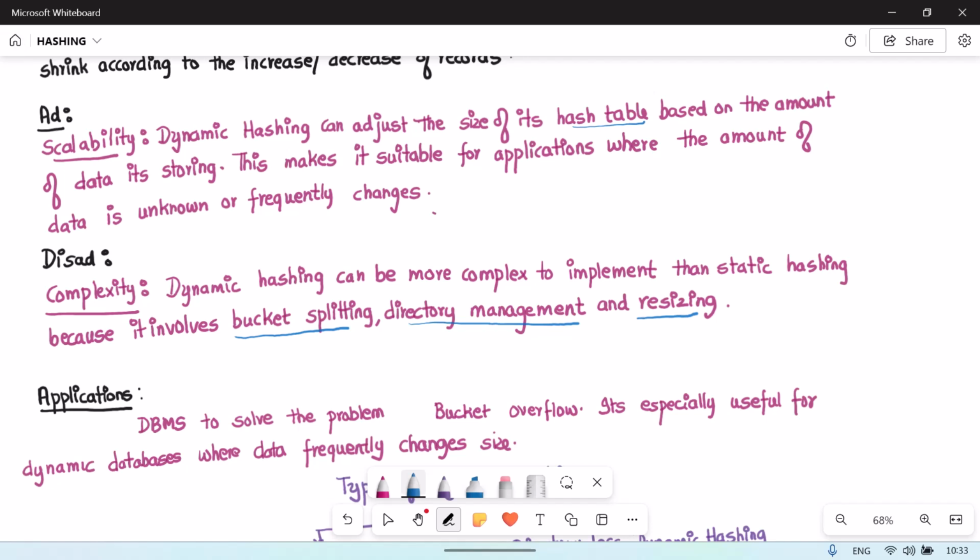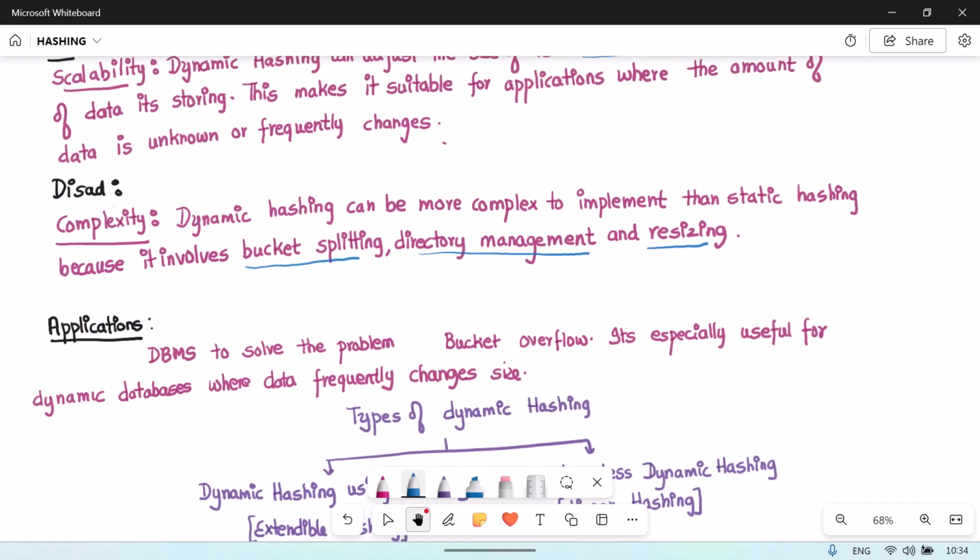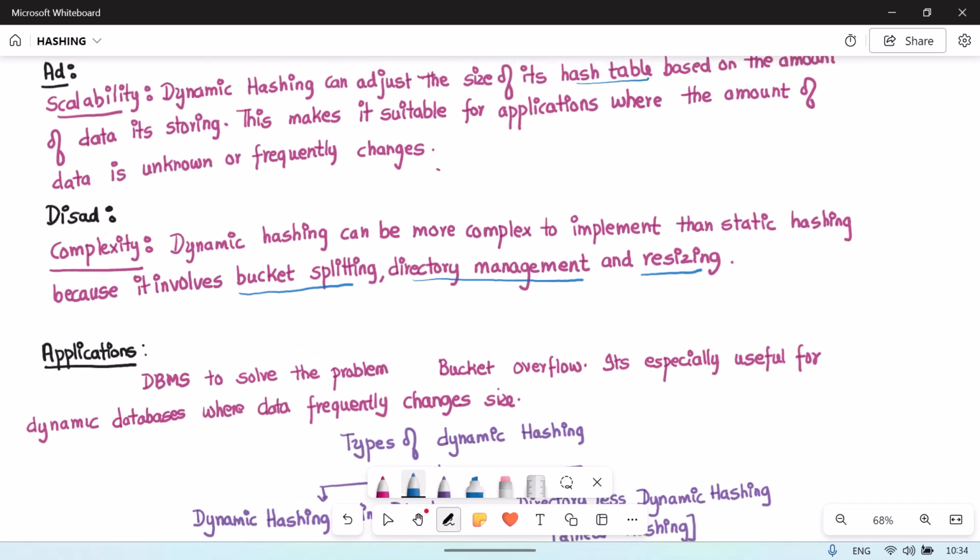So dynamic hashing can be used in database management systems to solve the problem of bucket overflow. It is especially used for dynamic databases where data frequently changes in size. In databases, a lot of data is getting added and a lot of data is also getting deleted. In such cases, when you want to increase or decrease the size of your hash table, that is when you can make use of dynamic hashing.